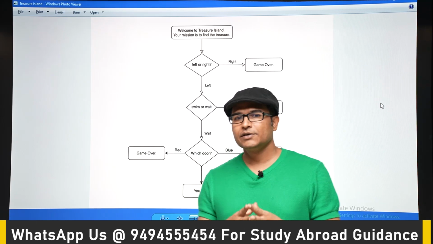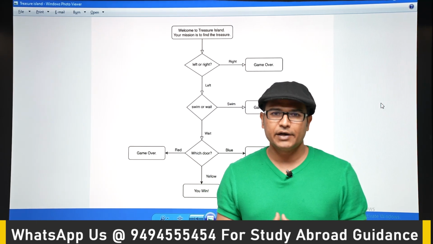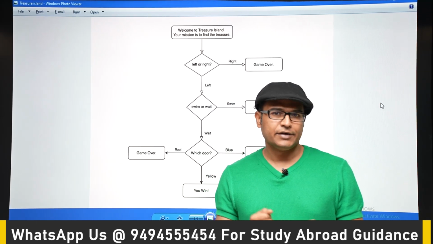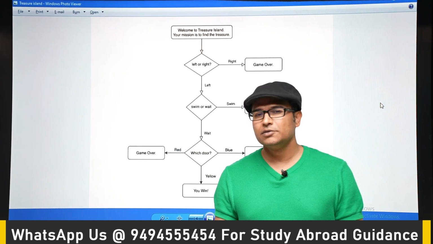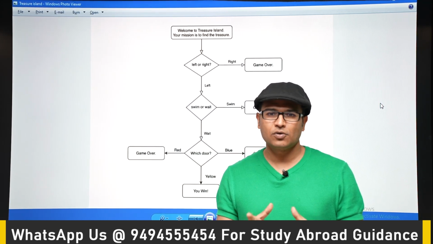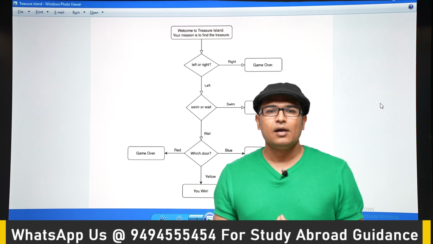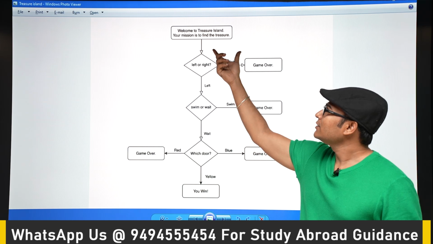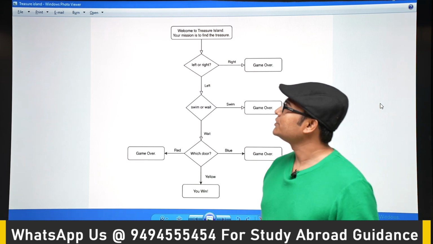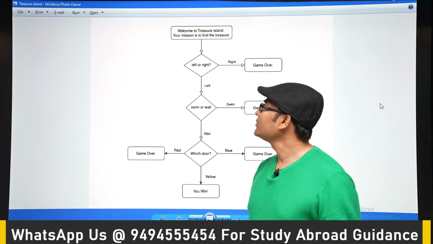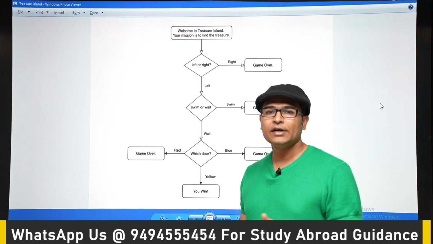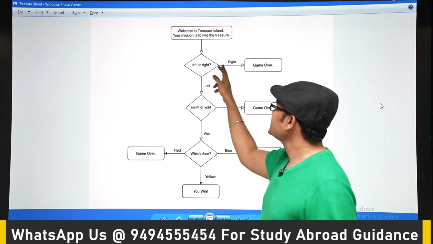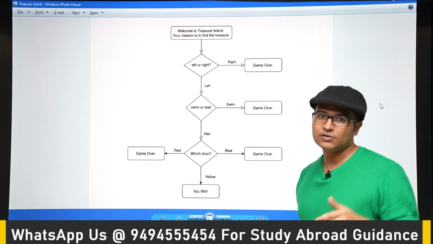Now let's try to design a small game which is a treasure hunt using nested ifs. Okay, so it is a simple one just to brush up the concepts you have learned so far. Now the game is like this. Initially we are going to say welcome to the treasure island, and after that we are going to ask the user to enter left or right. If he enters right, then the game is over, he has lost.